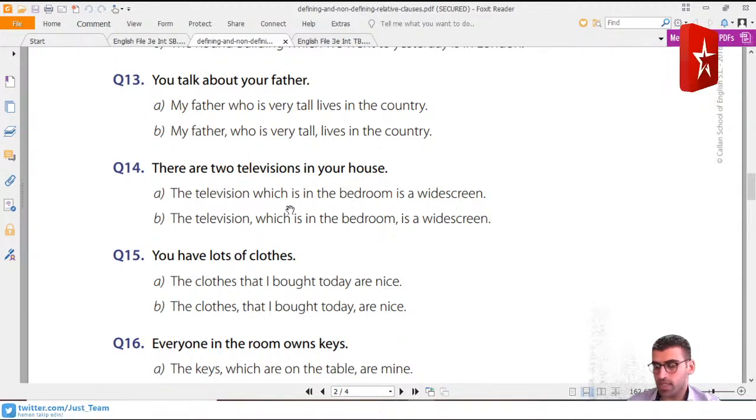Question 15 is A. Yes, without comma. Question number 15 is A. The clothes that I bought today are nice. Yes.